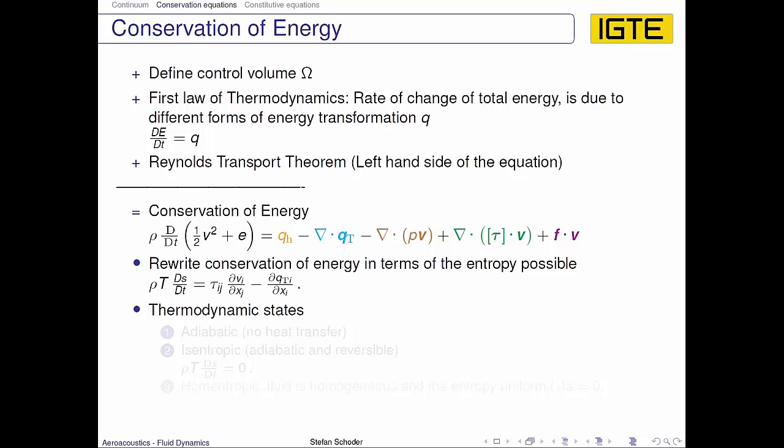We can define the thermodynamic states. The first state we would like to define is the adiabatic, which means that there is no heat transfer on the surface, so the last term on the right hand side vanishes. Then this adiabatic case is not reversible. This means if we go from one state to another state and go back to the initial state, we will not reach the initial state itself, so it is not reversible.